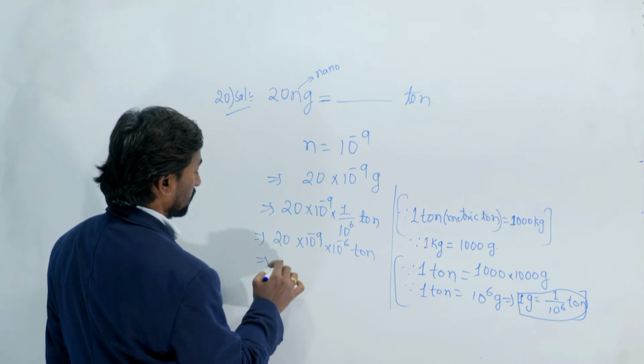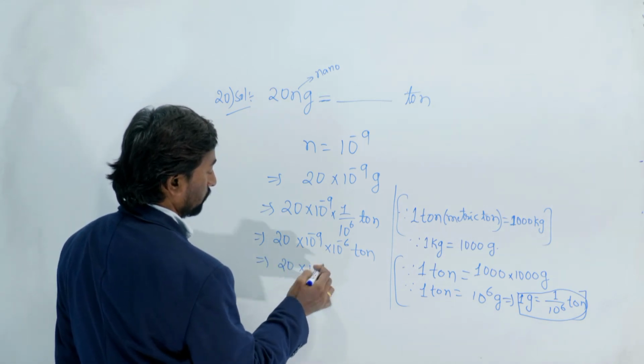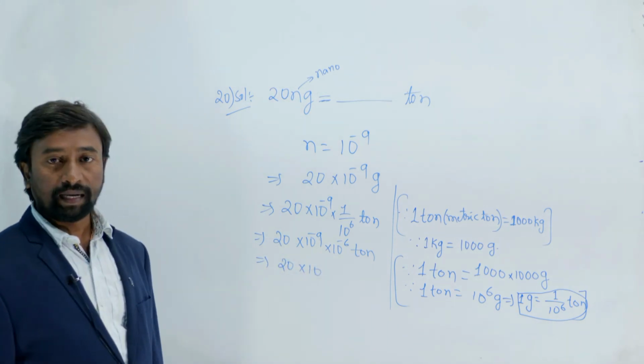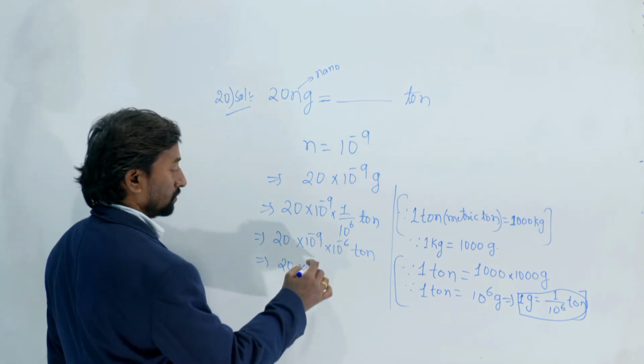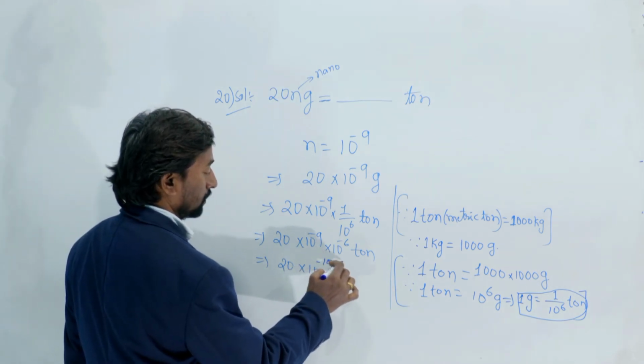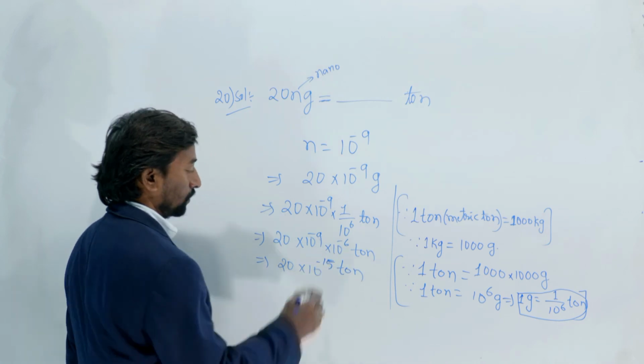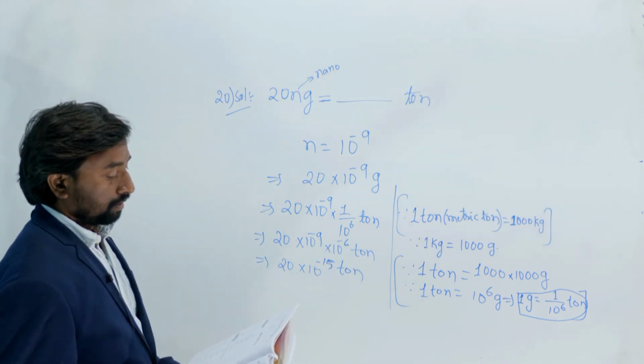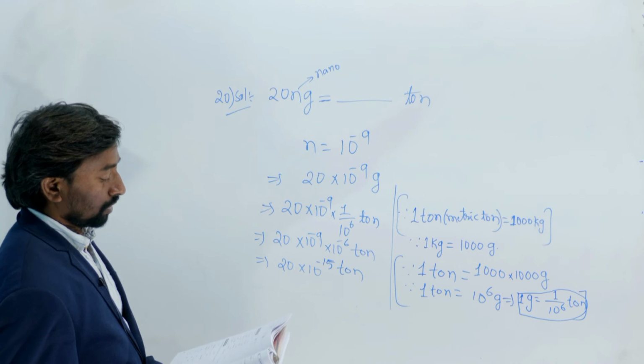So here we will get 20 into 10 to the power of minus 6 minus 9. We will get minus 15, no? 20 into 10 to the power of minus 15.